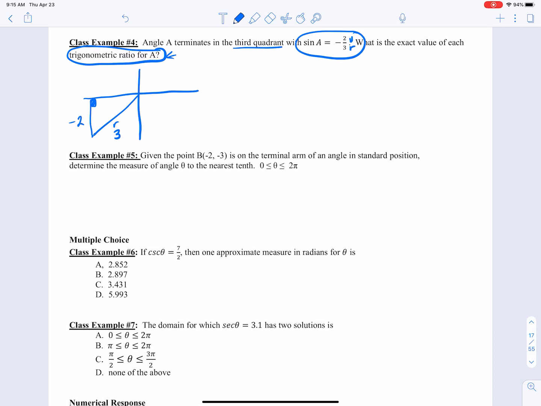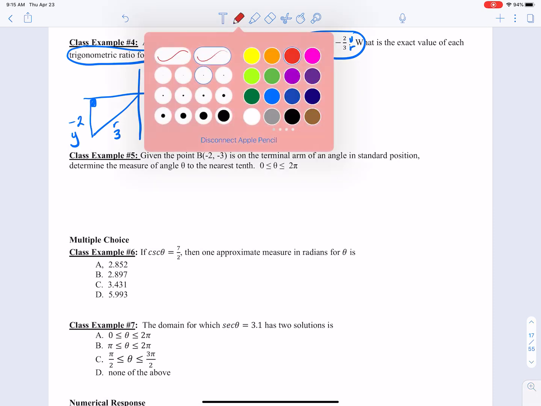So I'm going to use r squared is equal to x squared plus y squared to find my x value. I'll put a little y over here. And I end up with 9 is equal to x squared plus 4. Subtract 4 from both sides. So x squared is equal to 5. And I take the square root to solve.